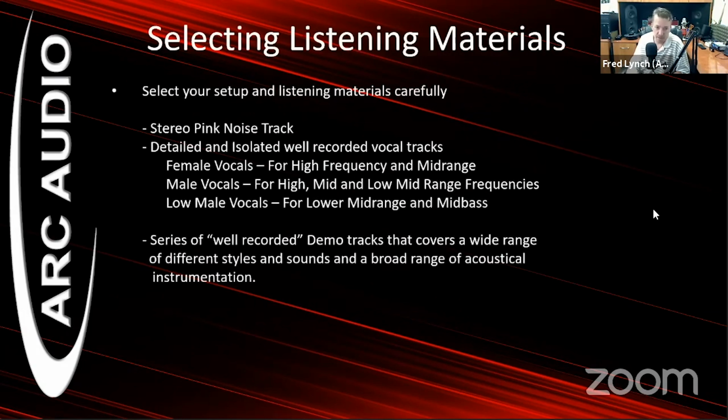Select your listening materials for this process. So what we use here is a stereo pink noise track. We use a detailed and very well isolated batch of vocal tracks. It's female vocals for high frequency and mid-range, male vocals for high, mid, and low mid-range frequencies, and low male vocals for lower mid-range and mid-bass. And then we've got a whole series of other tracks.